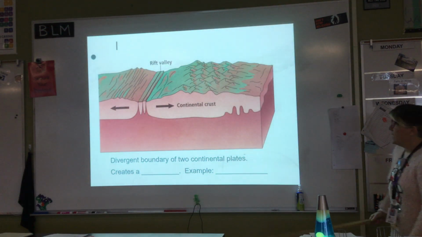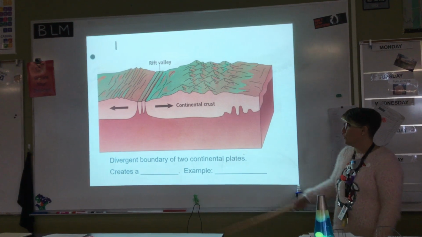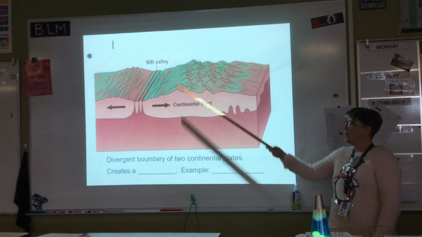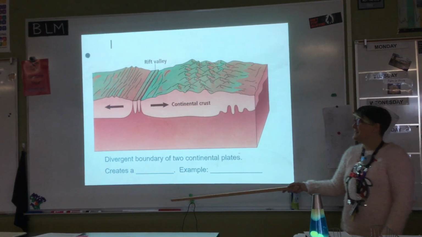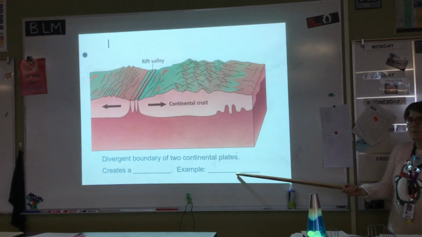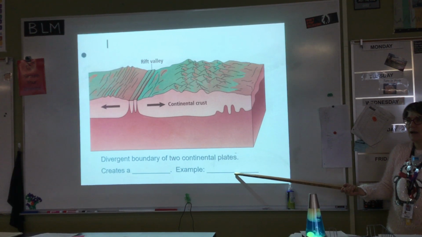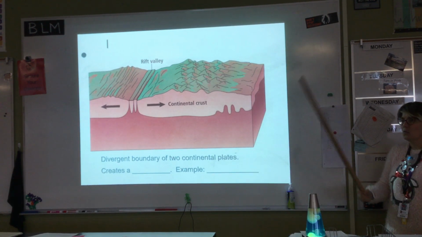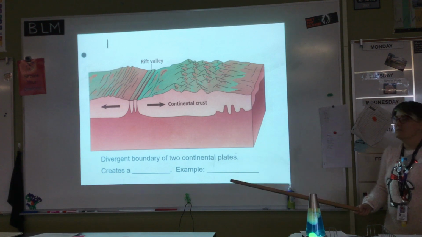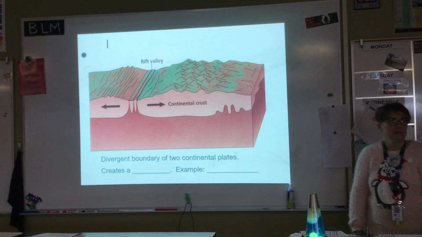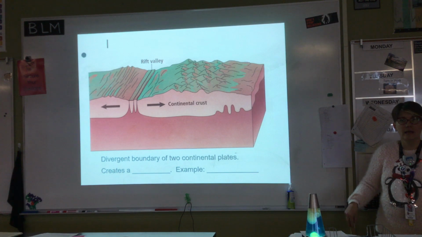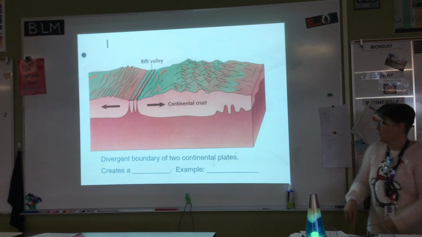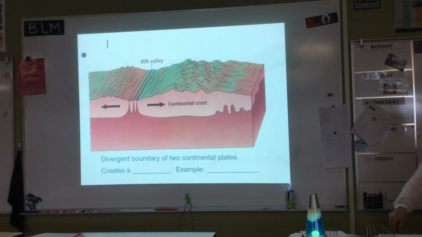Okay, here we go. Divergent boundary of two continental plates creates a rift valley. An example of a rift valley that we talked about? The Great African Rift Valley. This is where Mount Kilimanjaro is. Mount Kilimanjaro, anybody ever heard of that? Yeah, that is on the African Rift Valley. It's a very big mountain. So the East African Rift Valley.